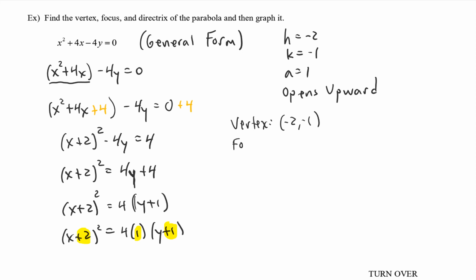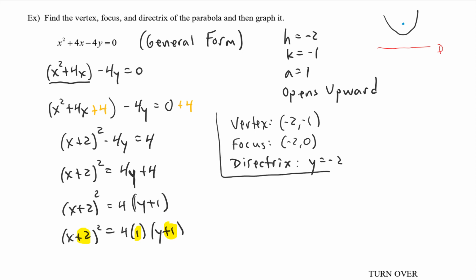And the focus, well, a is 1, so I'm going to go 1 unit. This thing opens upward, so I'm going to go 1 unit up from the vertex to be at -2, 0. My directrix, I would go 1 unit below the vertex. And since it opens upward, it's going to be a horizontal directrix. So again, it would look like this. There's my directrix. There's my parabola. Focus is going to be up here. So my directrix is going to be y equals -2 because I'm going to go 1 unit below the vertex. So it's going to be y equals -2.